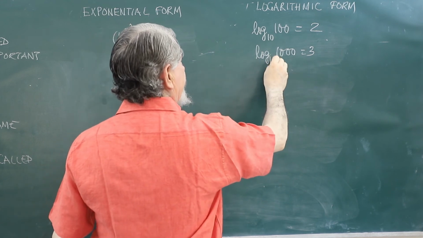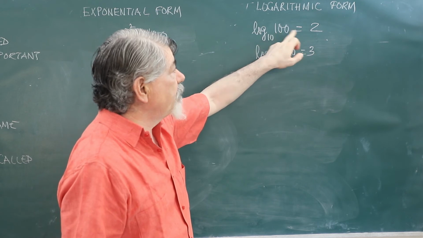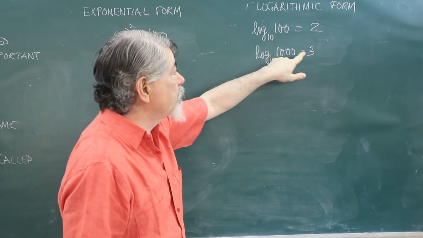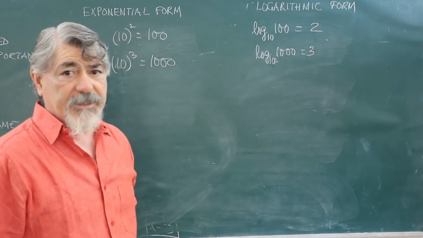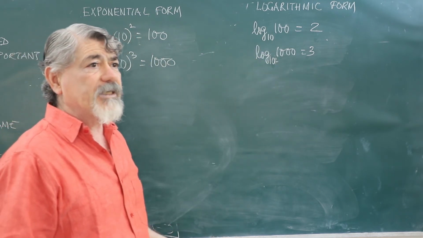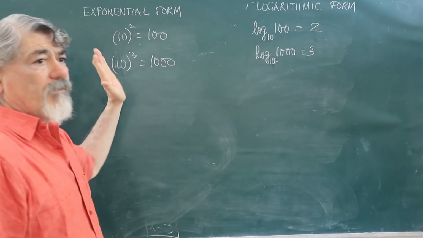Whatever the number of zeros, 100 is 2, 1000 is 3, but remember the base has to be 10. If it is something else, then it cannot be. And this can make your basis for remembering it.